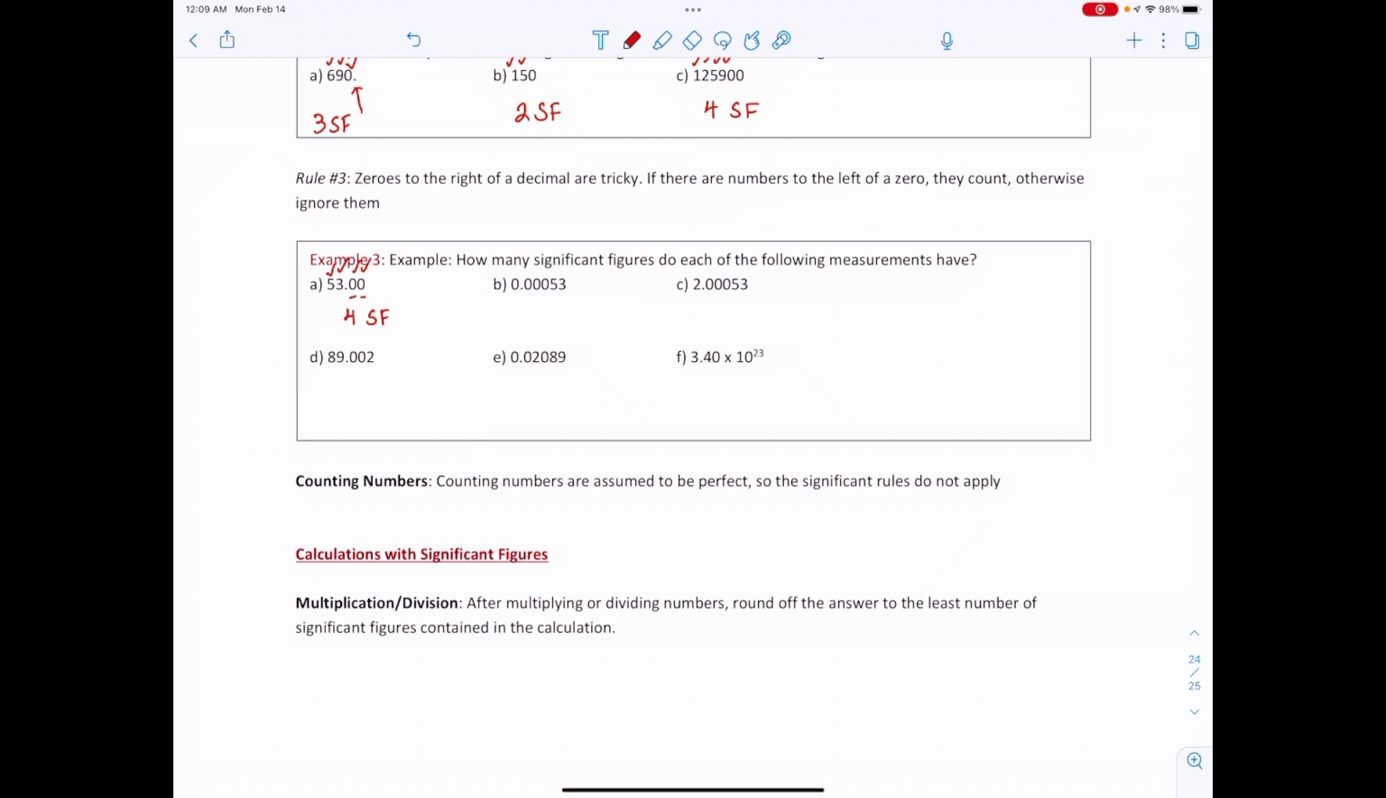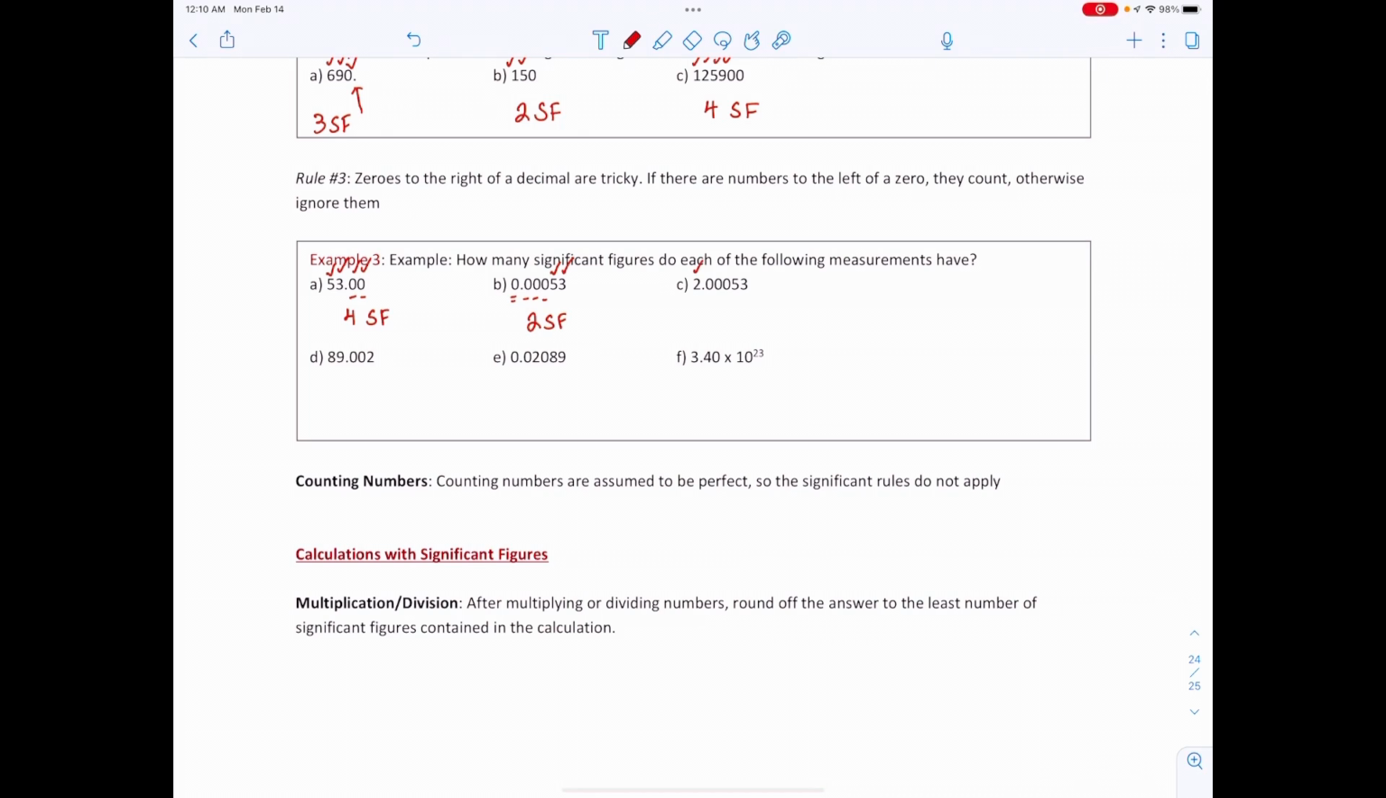Okay, B, 0.00053. We know that these 2 digits count. If we take a look at this first 0 here, we'll note that it is to the left of the decimal, and from rule 2, it will only count if there are more numbers to the left of it, which there aren't, so that doesn't count. Then the next 3 zeros here are to the right of a decimal. Yet once again, if you look to the left, there are no numbers there, so they don't count as well. So there are only 2 significant figures.